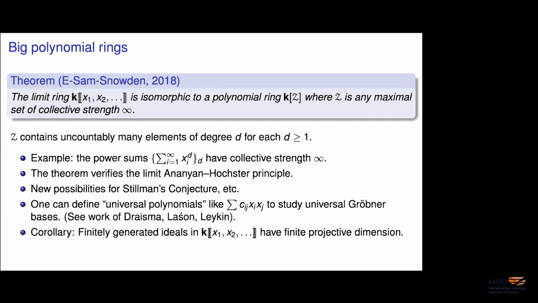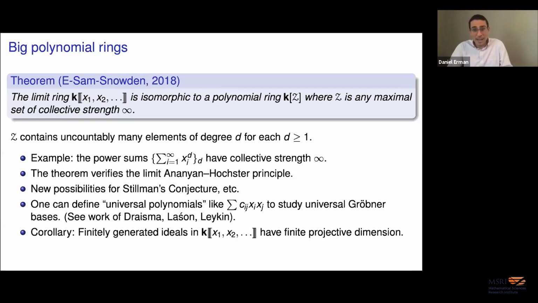Great. So then the theorem is that this funny ring is actually a polynomial ring. Even though it's this horrible non-Noetherian thing, it's actually as simple as you could possibly hope for. It's isomorphic to a polynomial ring K adjoin a set of variables Z, where Z is a maximal set of infinite collective strength. And if you want to get into the details, Z will contain uncountably many elements of degree d for each d at least 1. So it's a lot of variables, but it's isomorphic as a graded ring to K adjoin just a bunch of variables. So it's kind of as simple as could possibly be.